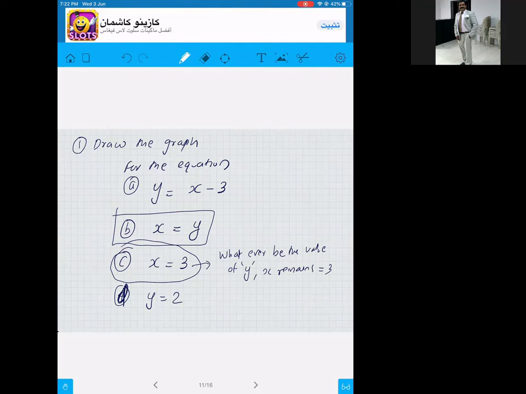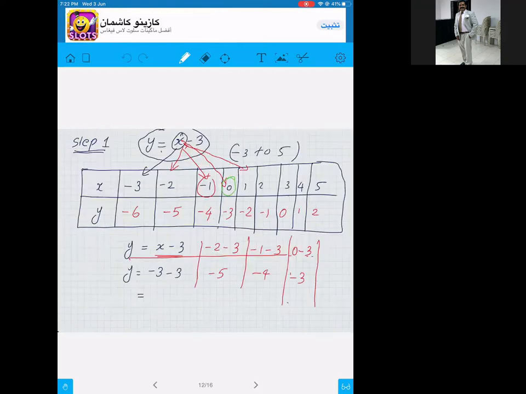Haneem, especially I'm asking Haneem, did you get my point? Yes. So whatever be the value of y, the x value remains as x is equal to 3 itself. Then can you use your logic to draw the graph for this, please?